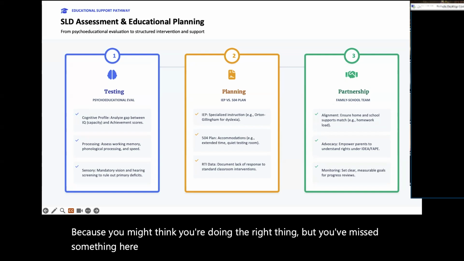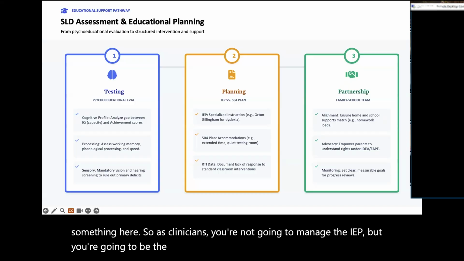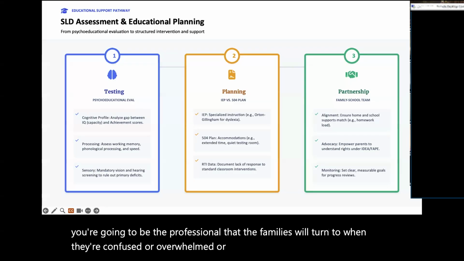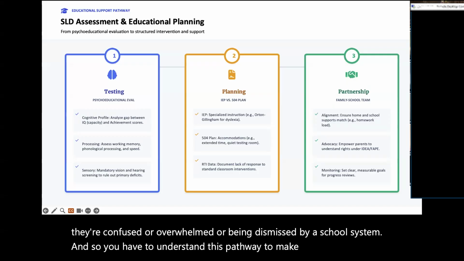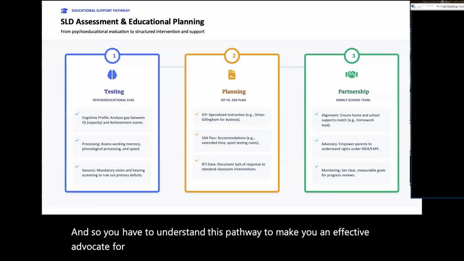So, as clinicians, you're not going to manage the IEP, but you're going to be the professional that the families will turn to when they're confused or overwhelmed or being dismissed by a school system. And so, you have to understand this pathway to make you an effective advocate for them as to how to navigate.